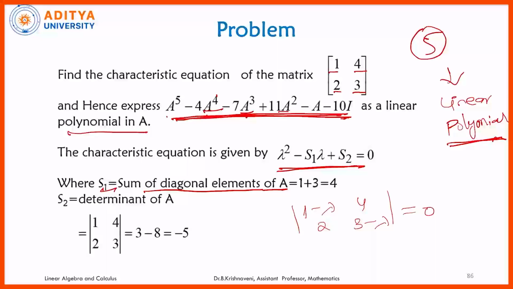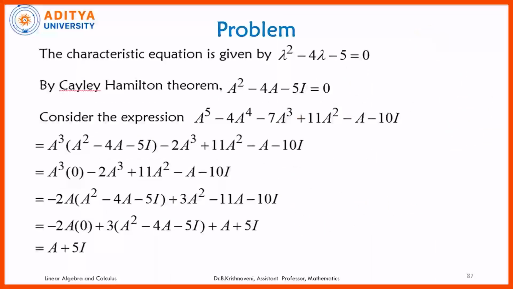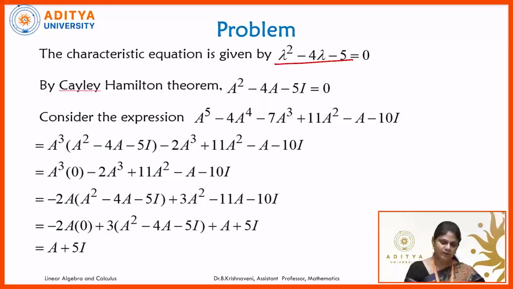So s1, the sum of diagonal elements, is 1 plus 3 equal to 4. s2 is the det of A, det of [1, 4; 2, 3], which is equal to minus 5. Therefore the characteristic equation is given by lambda square minus 4 lambda minus 5 equal to 0.